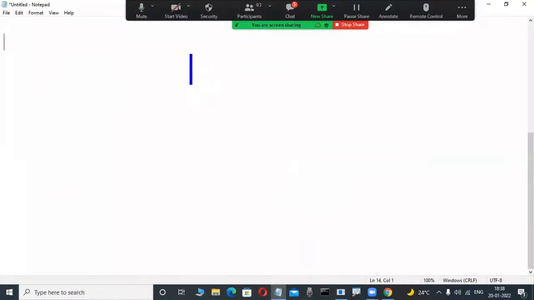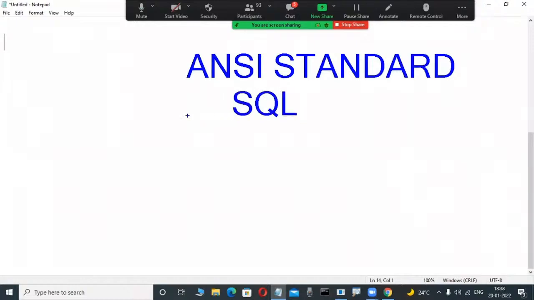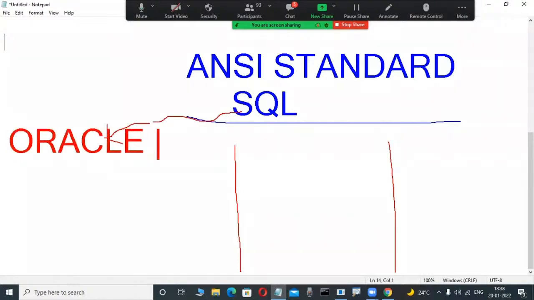SQL is an ANSI standard language. ANSI, the American National Standards Institute, defines some standards for the SQL language. This ANSI standard language is used to operate all relational databases. But unfortunately, from this ANSI standard SQL, Oracle Corporation created their own SQL that is called Oracle SQL. That is important, and many fellows don't know it.